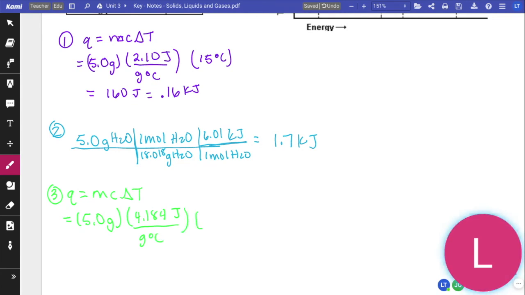So in this one, we're not given either end point temperature, but I know that my water boils at 100. So my final temperature will be 100 minus my initial temperature, which should be 0. So 100 minus 0, final minus initial, gives me 100 as my delta T.